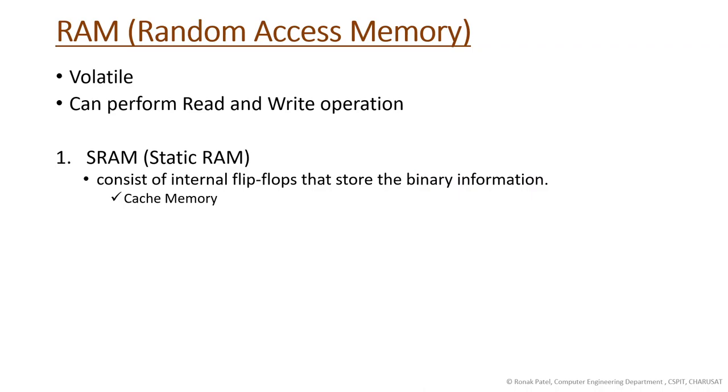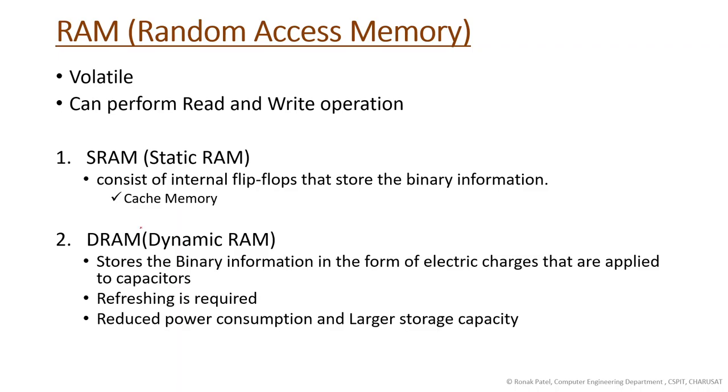There are two types of RAM, static RAM and dynamic RAM. So static RAM consists of internal flip-flops that store the binary information. Okay, it doesn't require the refreshing kind of thing. And the static RAM, so cache is made up of this static RAM. Your dynamic RAM, so your main memory that we are talking about, right, is made up of dynamic RAM.